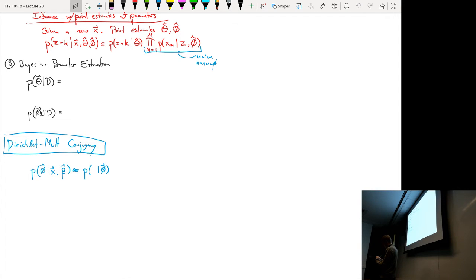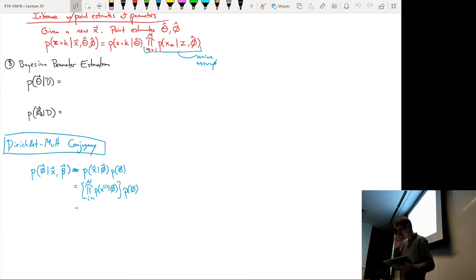Times this prior distribution over phi. And so this is equal to a product from i equals 1 to n of the probability of each individual xi given phi, times the prior of the Dirichlet. So what do these look like? Well, let's do this prior first.